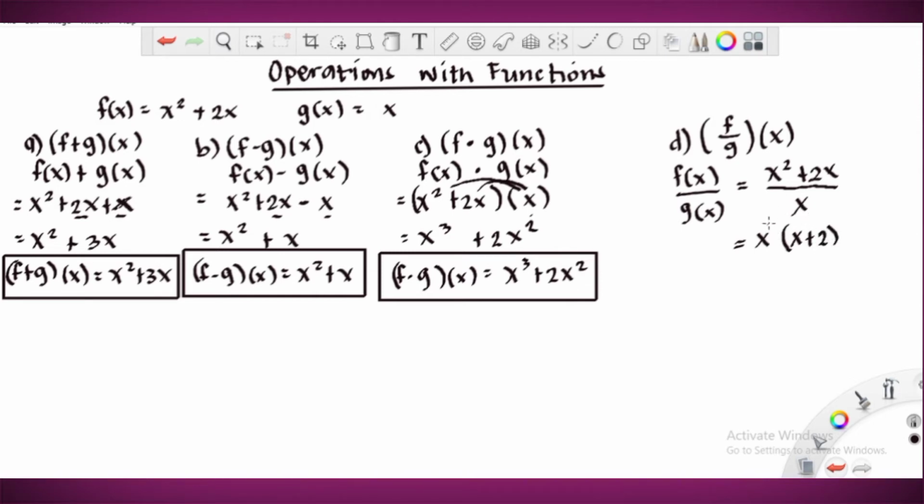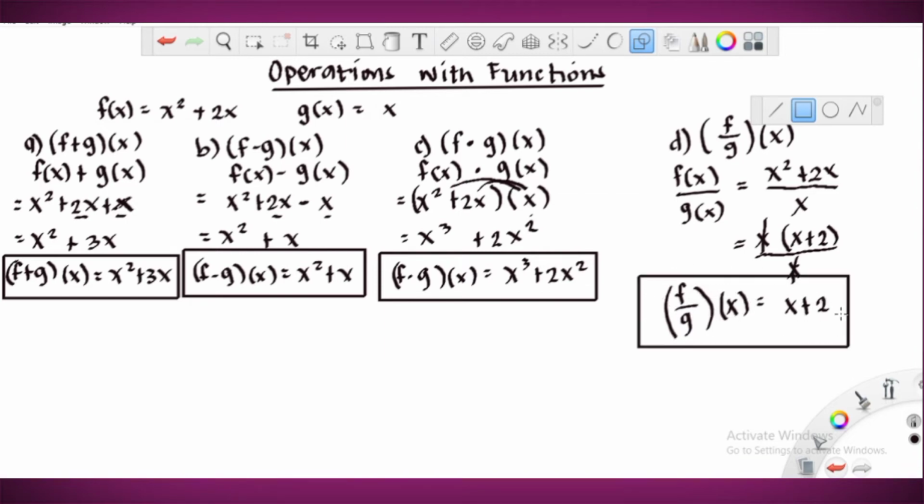Kasi pag dinistribute natin yung x pabalik, x times x, x squared, x times 2, 2x, we will go back to the original form. Okay po? All over x or divided by x. Ayan. Pwede na po natin i-cancel yung x's. Cancel, cancel. So, what's left? So, we can say that f divided by g of x is equal to x plus 2. Let's box the answer. So that simple.